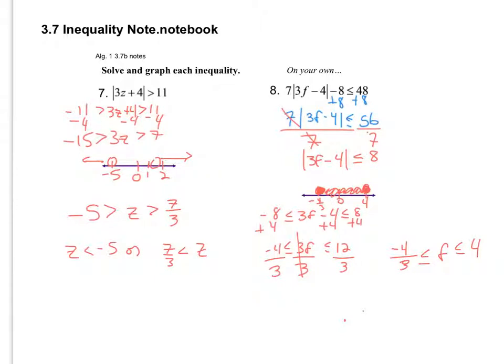Alright folks, hopefully you actually paused your video and tried number 8 on your own. If you did, you should have ended up with negative 4 over 3 less than or equal to f less than or equal to 4. There's how the graph looks. Let's move on.